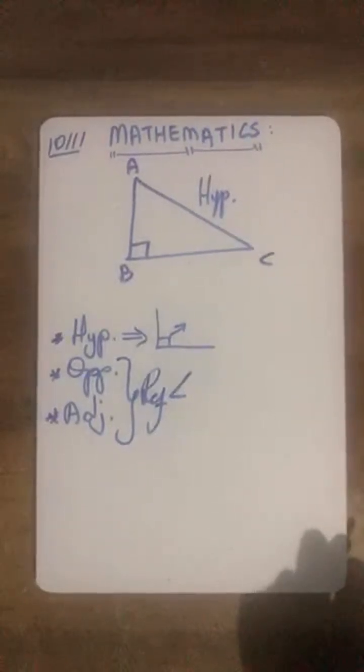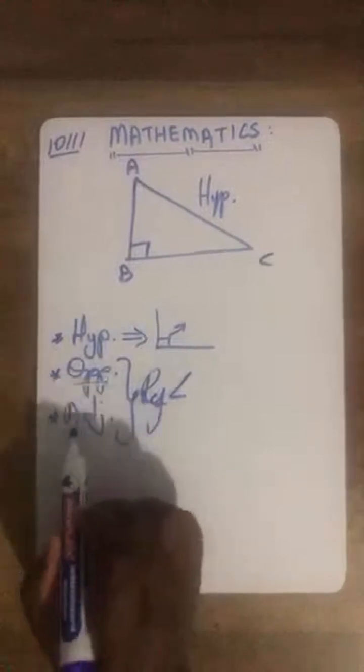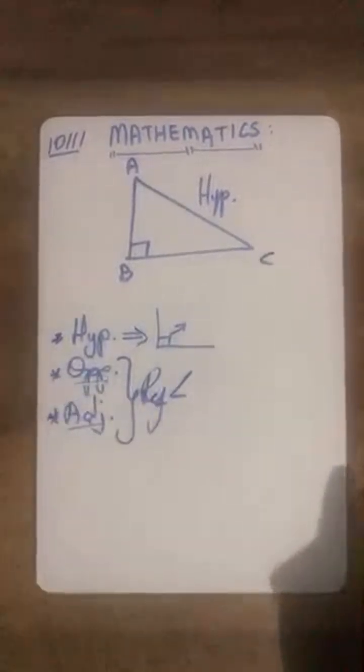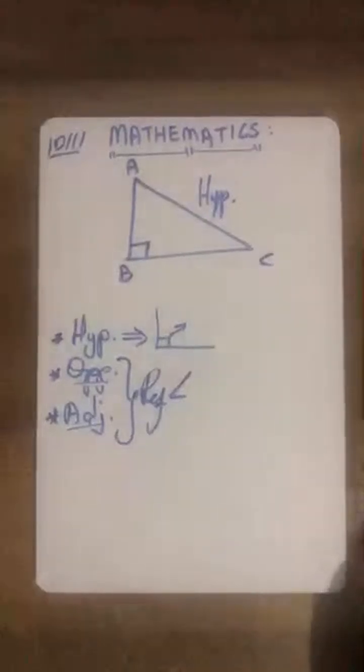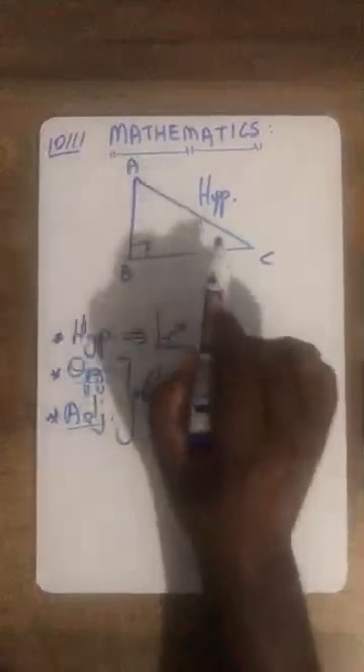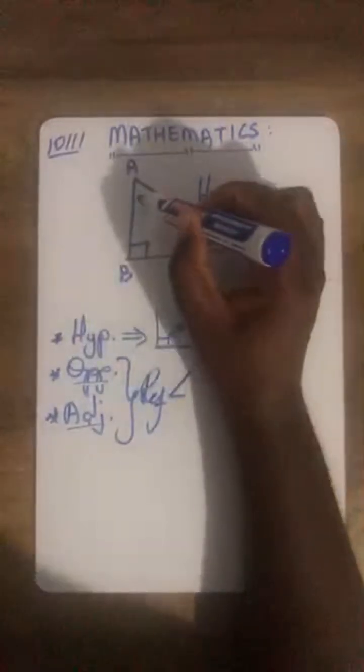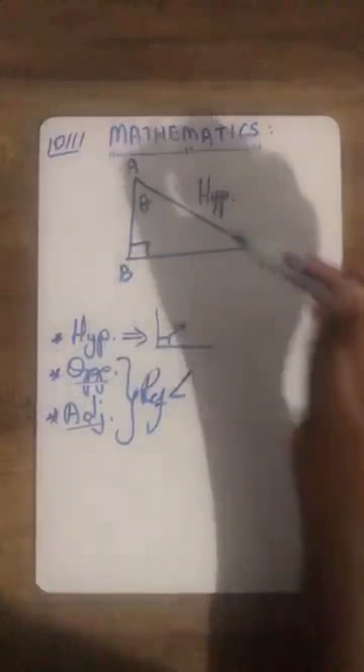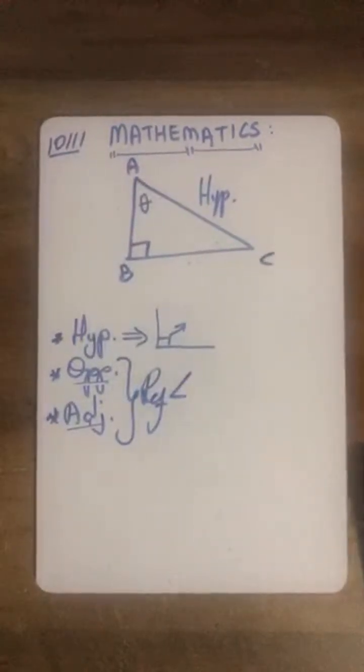But let's see. When it comes to opposite and adjacent, you cannot tell until I tell you where the angle is. So that means you can't make a decision to say this is where the angle is, or this is where the angle is. If I say this is where the angle is, that's the only time when you can tell which side is opposite and which side is adjacent. But before that, you cannot tell which side is which.